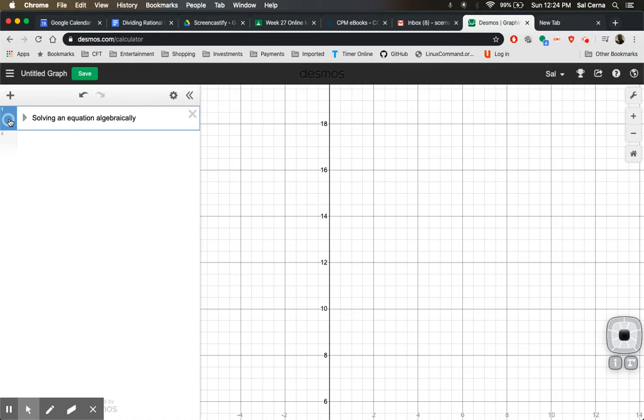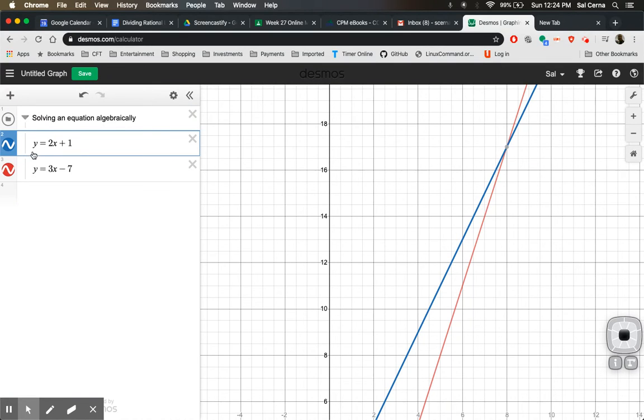All right, so if I click on here, here are my two equations. y equals 2x plus 1, y equals 3x minus 7. And we notice that on the graph, they do intersect. They intersect at (8, 17). So what does this mean? It means that the only value for x that will work for these two equations is 8. And the same output, which we talked about earlier, is 17.